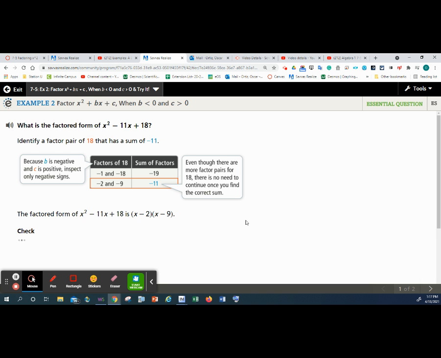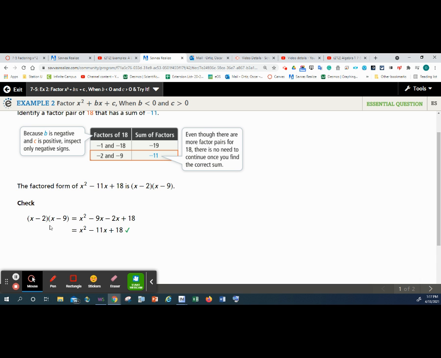So the checking will be by multiplication. We know how to multiply it, and if we multiply those two, we actually get x squared minus 11x plus 18. So that means that our factorization is correct.